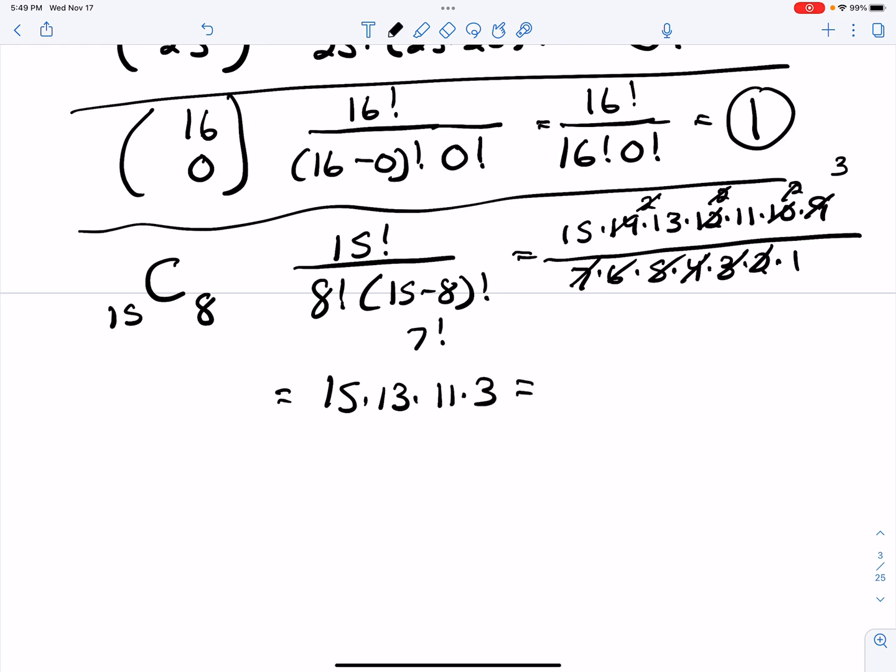Or you can just do it in your scientific calculator. The scientific calculator I'm using right now, I have to push the second key and then there's an nPr or nCr option. But right now, if I just multiply those together, I get 6,435. But I'd get the same answer if I use the little nCr option on the calculator.